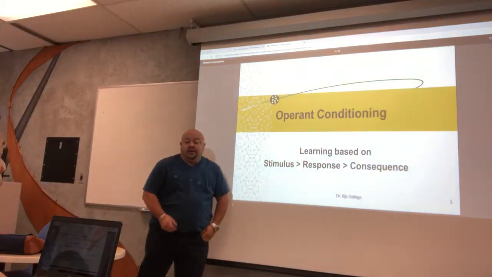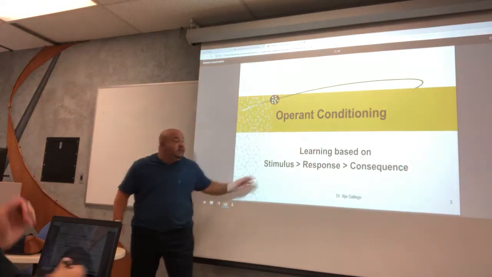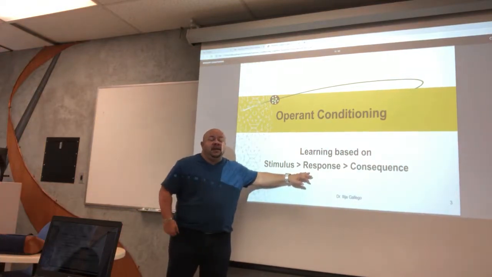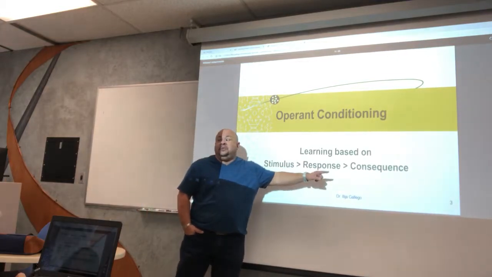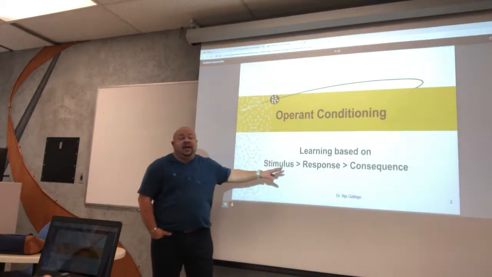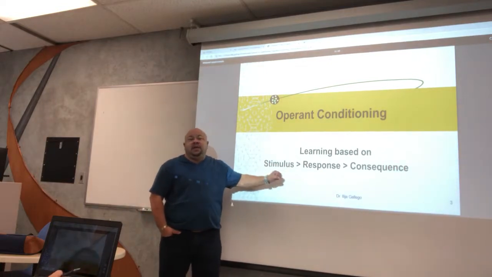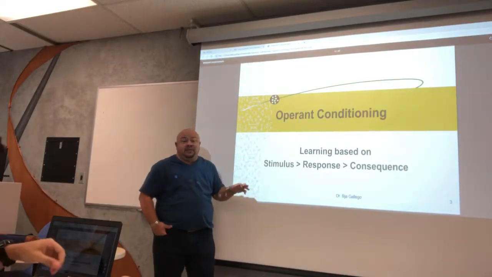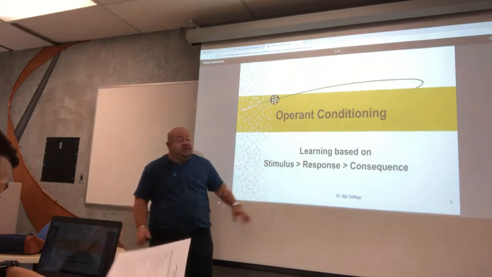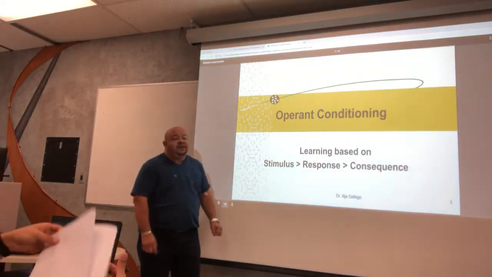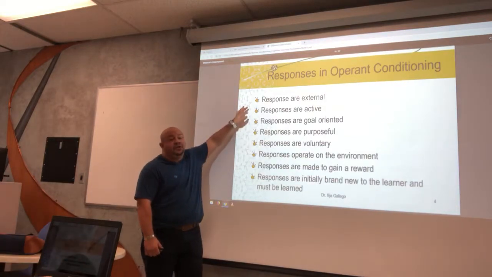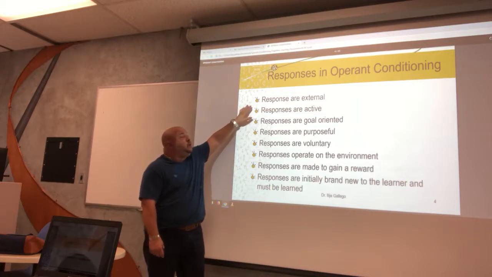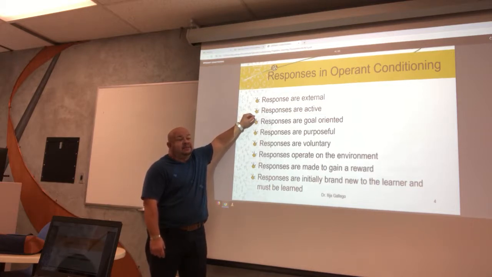Now, operant conditioning is not based on stimulus and response like classical is. It's based on stimulus to response to consequence. So anytime that there's a consequence, it's going to be operant and not classical, okay? Also, these responses are very different from classical responses. The responses are going to be external. They're going to be active. So remember, in classical, they were internal and passive, right?